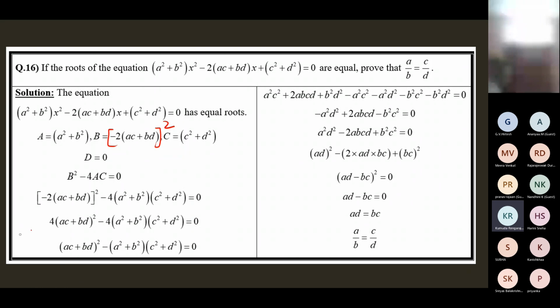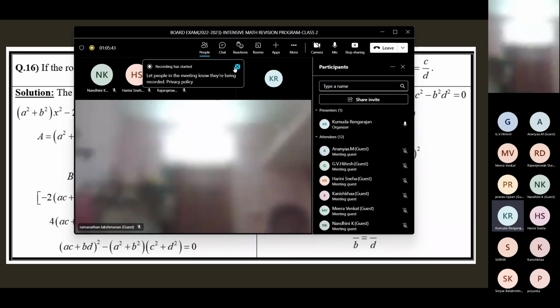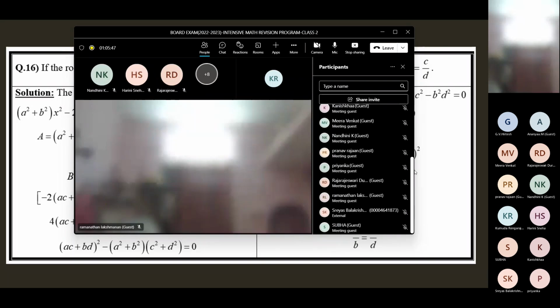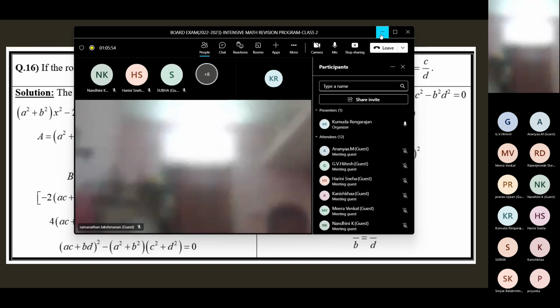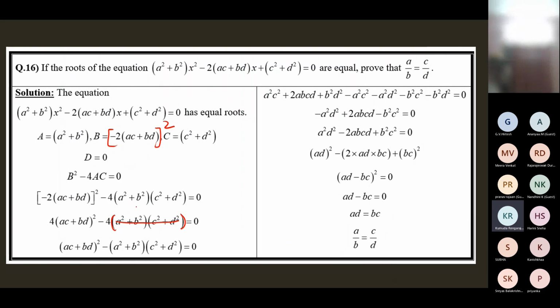You can multiply here. So what will you get? Tell me, somebody tell me. What will you get on multiplying, children? Yes, fast. Is the new girl there in the meeting? Subalakshmi, are you there? Yes, ma'am. Can you help me? Multiply and tell me. Meera, tell me the product.